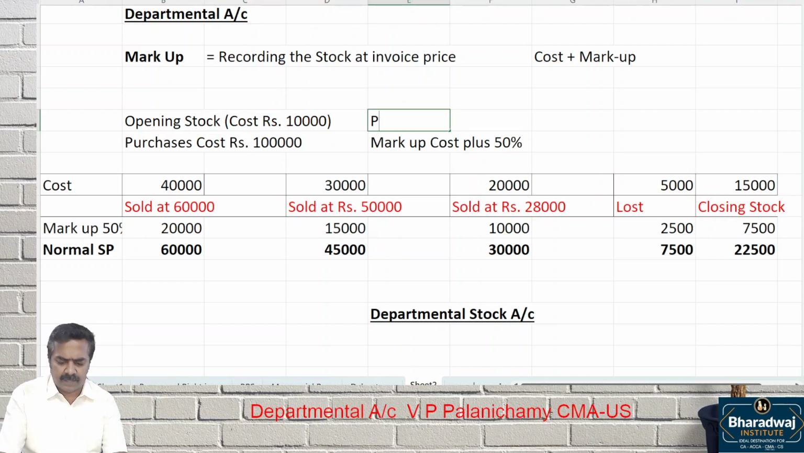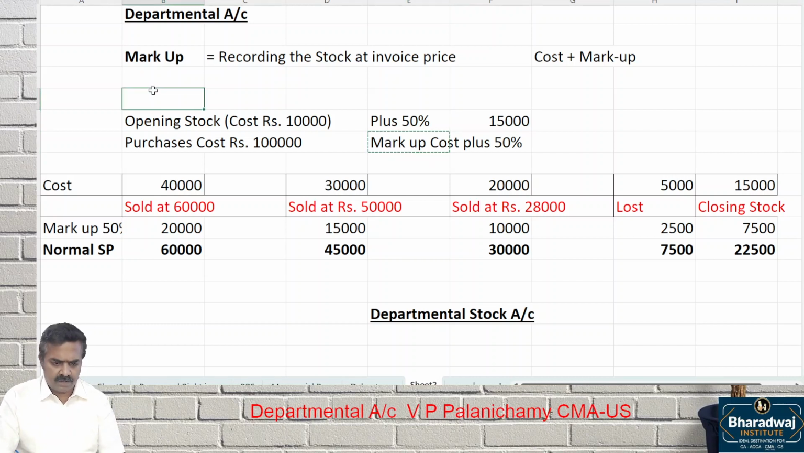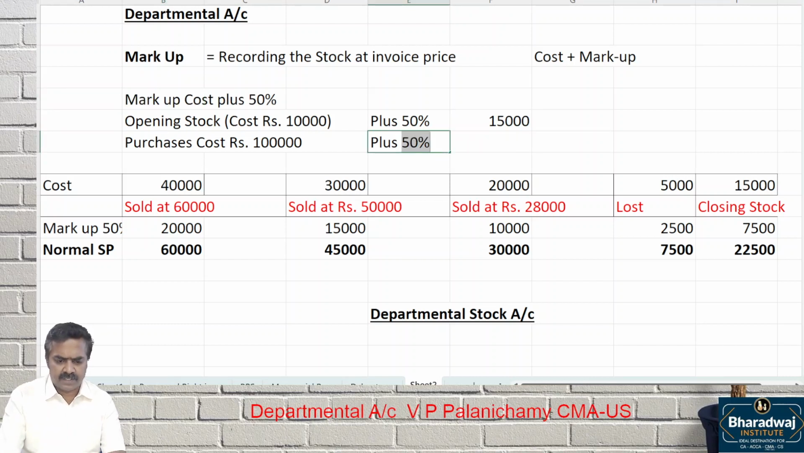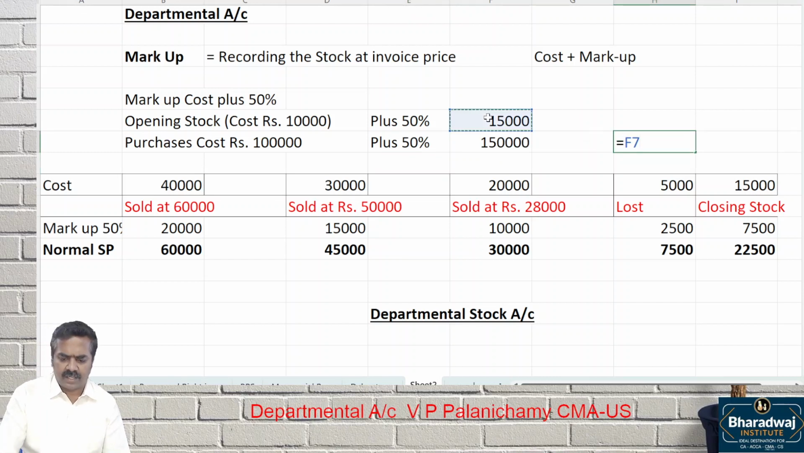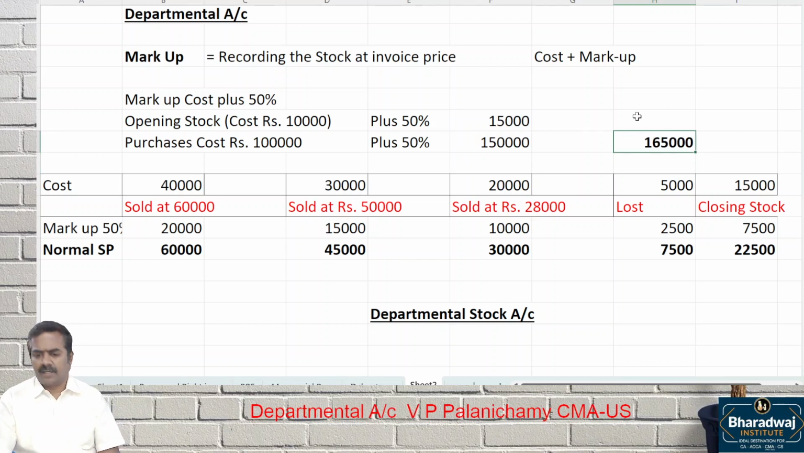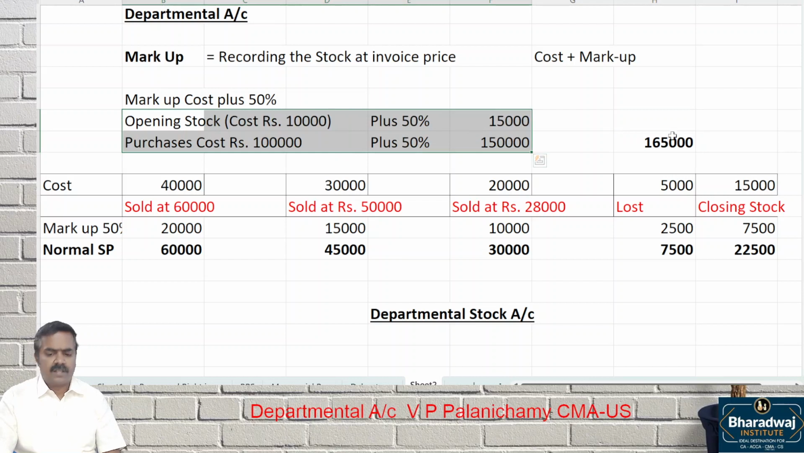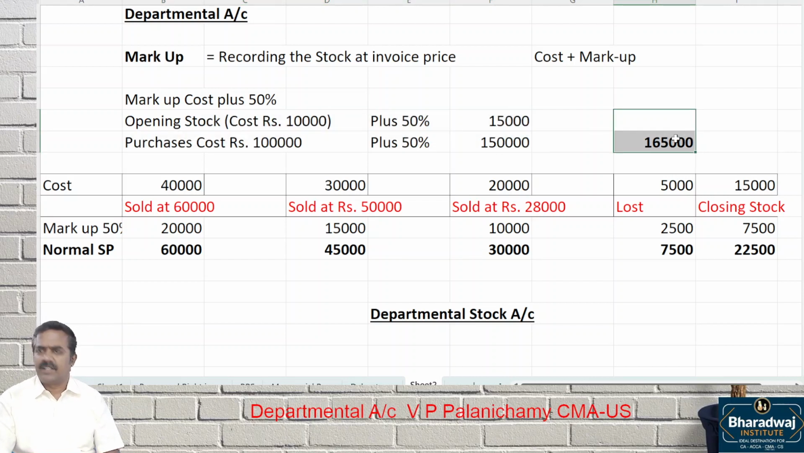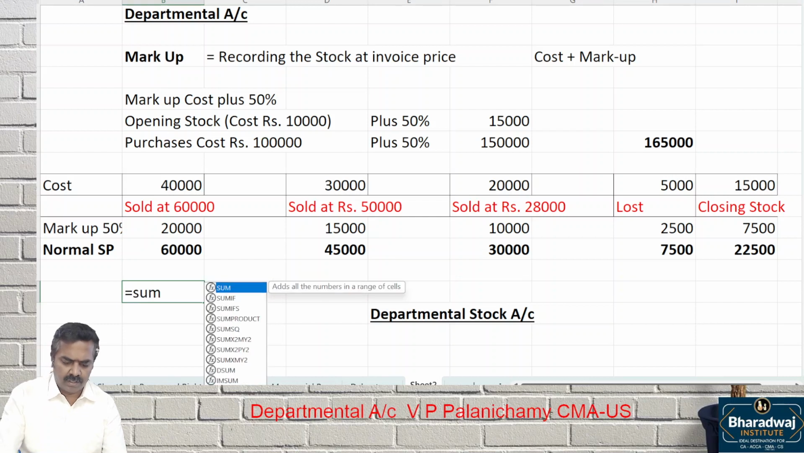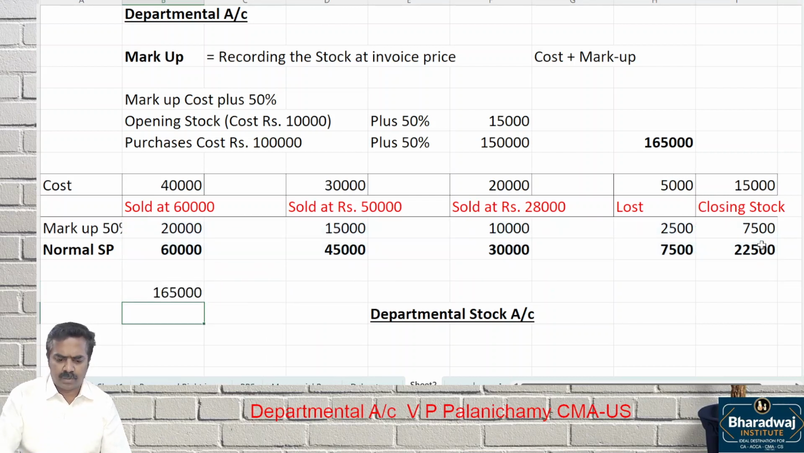Now, the opening stock cost price is 10,000. So what will be the marked-up price? Add 50%, it will be 15,000. Purchases, add 50%, 1,50,000. If you look at the analysis, what is the total of opening stock plus purchases? 1,65,000 is the normal selling price. You can add and see also. The normal selling price of these items totally is 1,65,000.